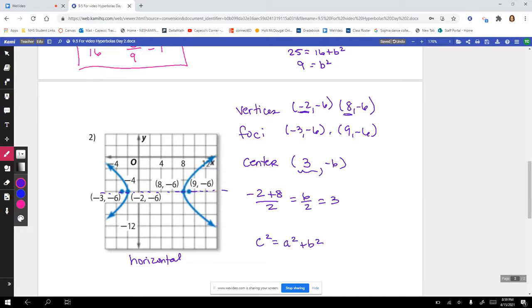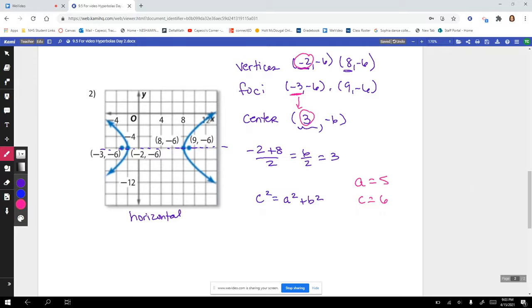Now remember, our a value is the distance from the vertex to the center. So from the vertex at -2 to 3 is 5. That makes my a value equal to 5. And our c value is the distance from the focus to the center. If I look at my foci, from -3 to 3 gives me 6. So c is equal to 6.